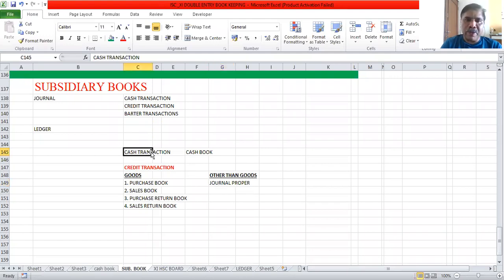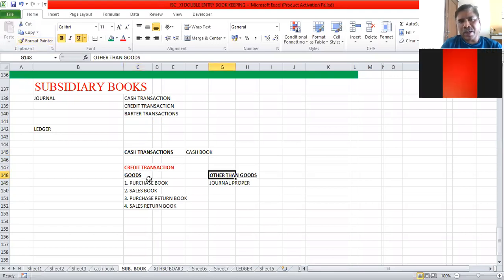So first of all, when you see the transaction, we always recognize whether it is a cash transaction or a credit transaction. If it is a cash transaction, which book should it go to? कौन सी बुक में जाना चाहिए? Cash book. अगर क्रेडिट ट्रांजैक्शन होता है, then we have to decide whether it is goods or other than goods.